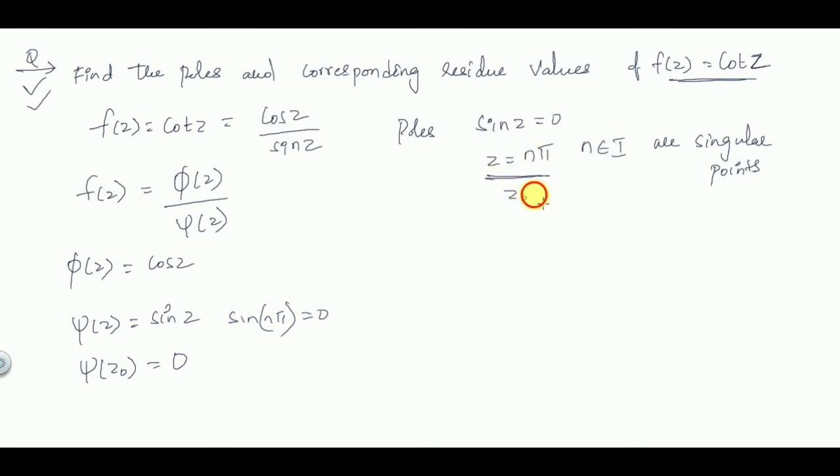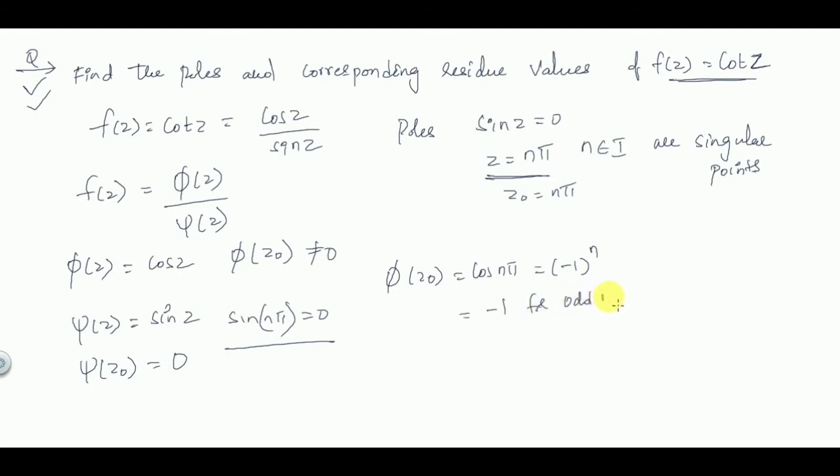So z naught is equal to n pi, so at n pi, sin n pi is equal to 0, and phi of z naught is not equal to 0, because phi of z naught is equal to cos n pi. Cos n pi value is minus 1 whole to the power of n, so it is equal to minus 1 for odd n, plus 1 for even n, but it is never equal to 0. So both the conditions are satisfied: phi of z naught not equal to 0 and psi of z naught is equal to 0. Then if these conditions are satisfied, what is the formula for residue?